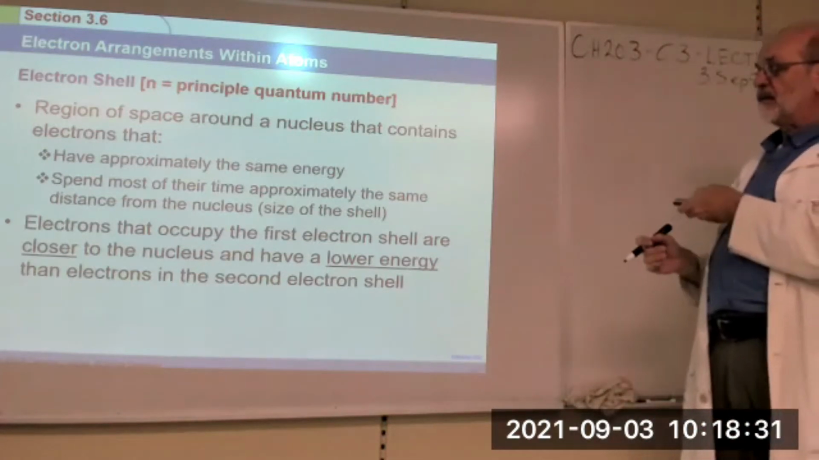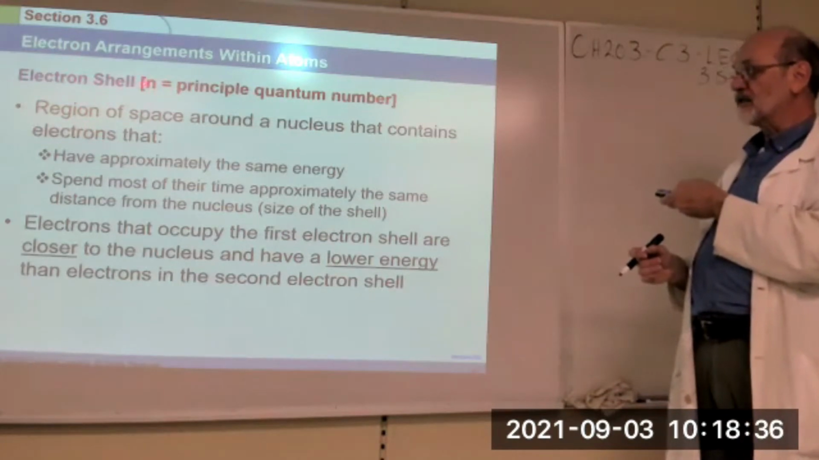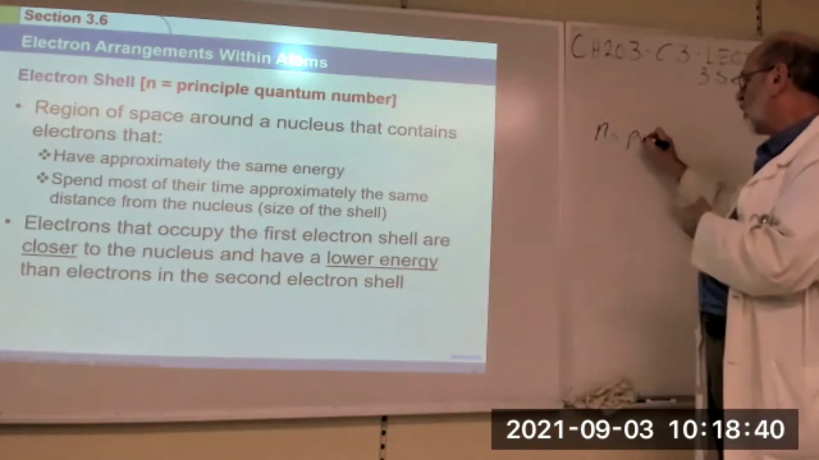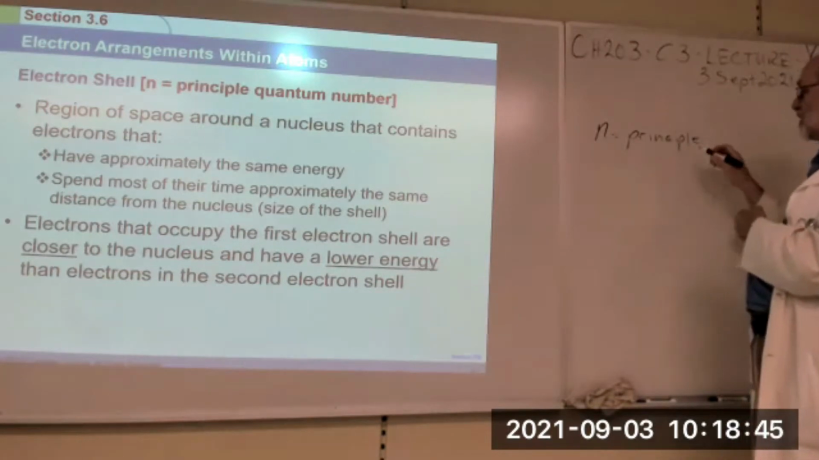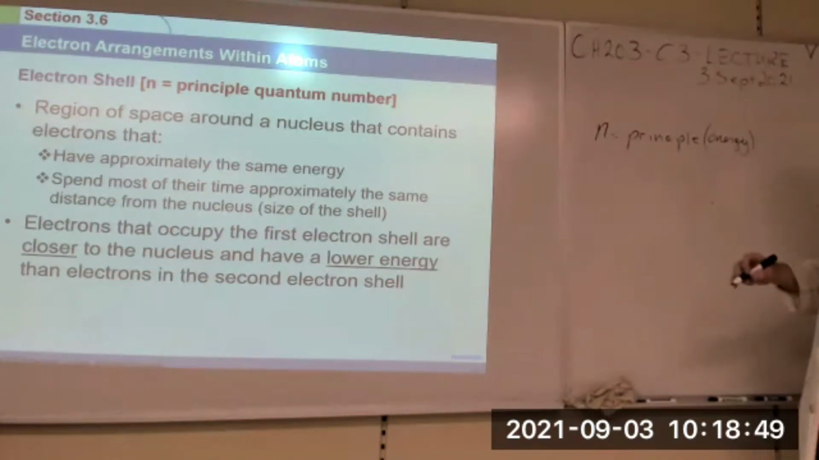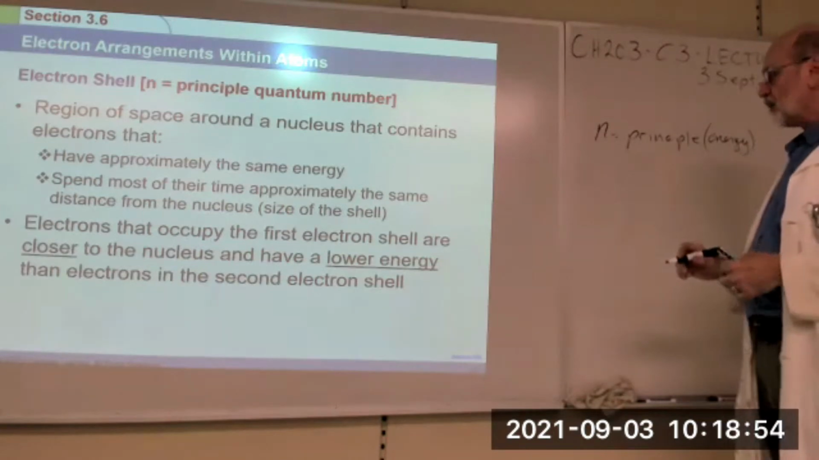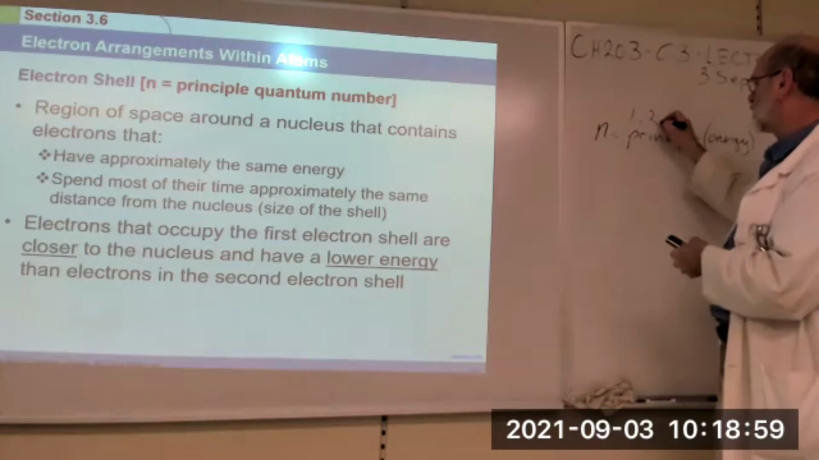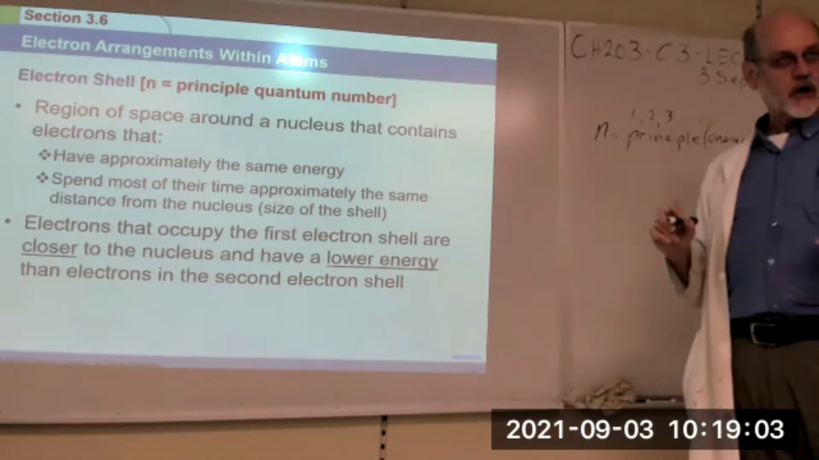And we can put them in shells. The electron shell is characterized by this number n. That's the principal quantum number. And it always explains energy. Now that's a general, it's like an energy region. But it's a whole number, starting with 1, then 2, 3, whole numbers.